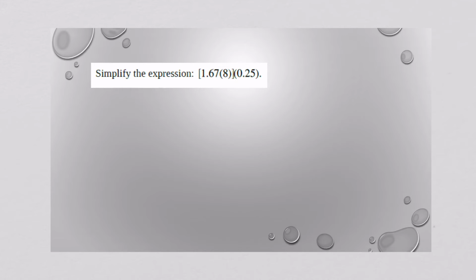Okay, again, we're associating different things together because all we have in this problem is multiplication. So the associative property of multiplication says we're allowed to move those brackets if we want to. 1.67 times 8 times 0.25. The reason why I associated the 8 and the 0.25 together is because I can easily multiply 8 times 0.25. 0.25 is the same thing as 1/4. Multiplying by 1/4 is the same thing as dividing by 4. So 8 divided by 4 is 2. So I've got 1.67 times 2.